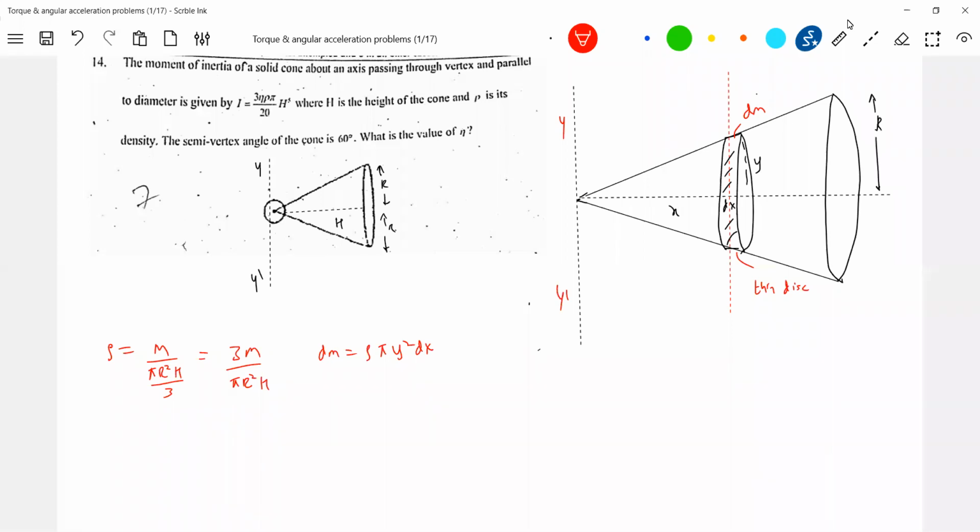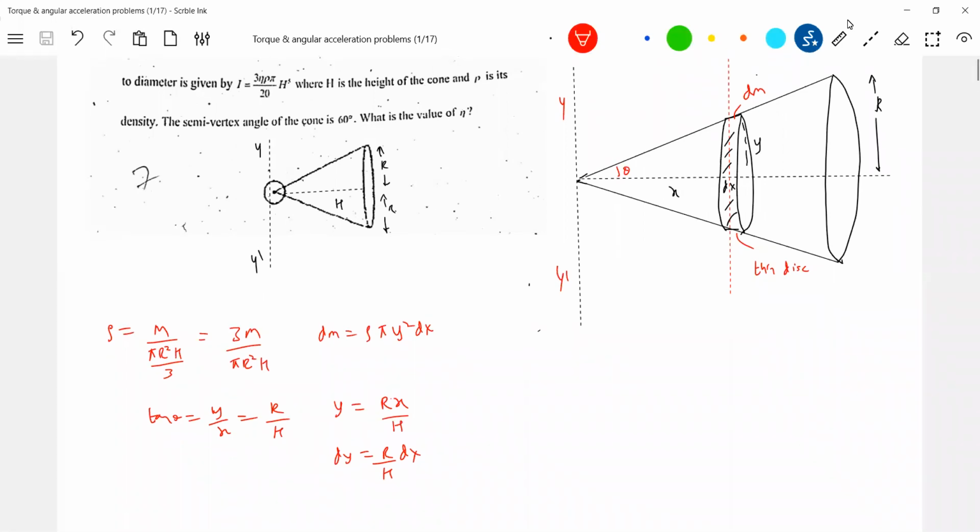Now, what is the relation between y and x? You take help of tan theta. Tan theta will be y by x equal to r by h. So wherever r is there, I'm going to replace it here. Now altogether y we know, y equals r x by h. I'll differentiate this: dy equals r by h into dx. So in place of dx, I can replace this one. First, what is in place of dm, I can write it.